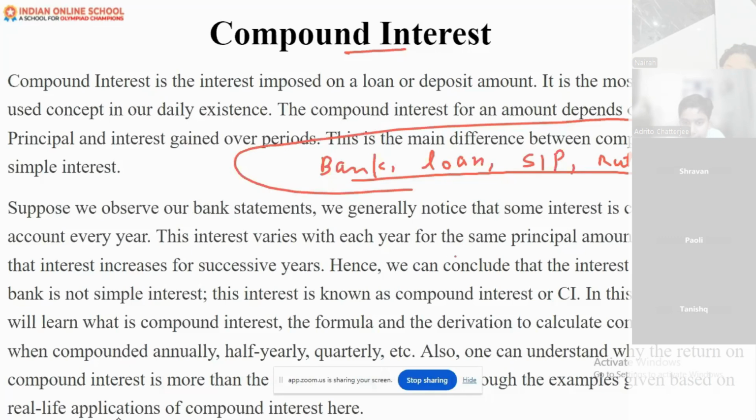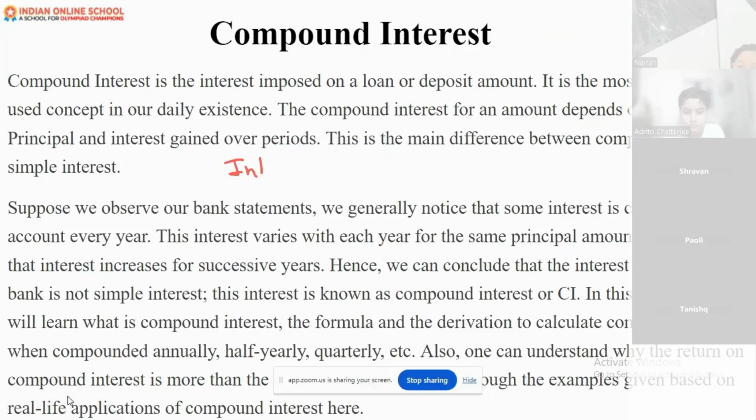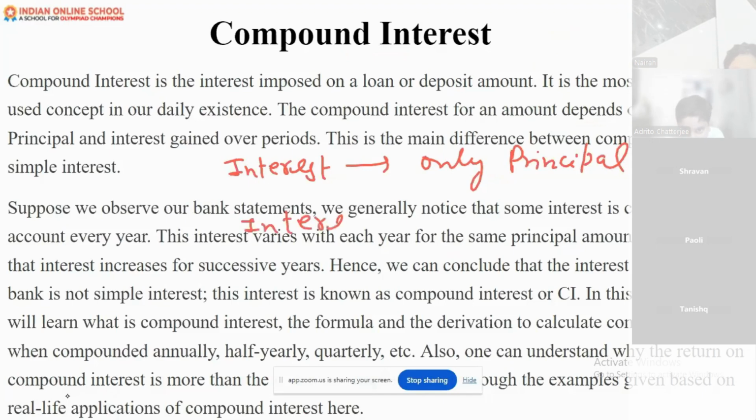Why do they work so? Because the gain is more compared to simple interest. Why so? Because as we know, on simple interest we only get interest on the principal, only on the principal. But in this we get interest not only on the principal but on the interest as well, on the previous interest.